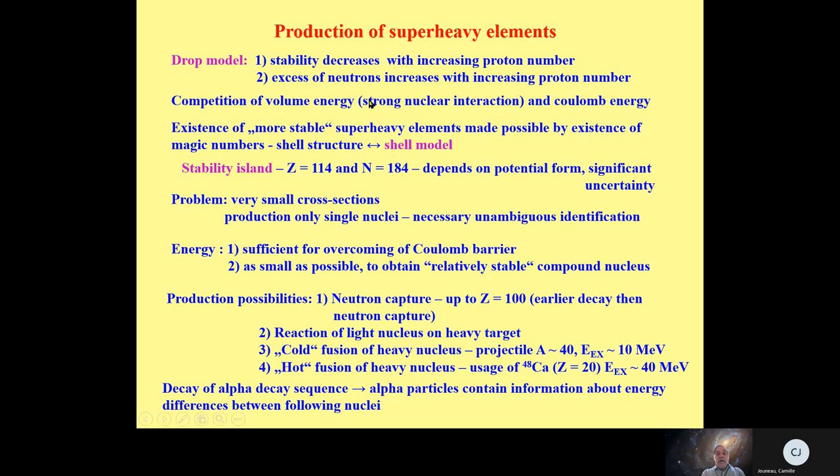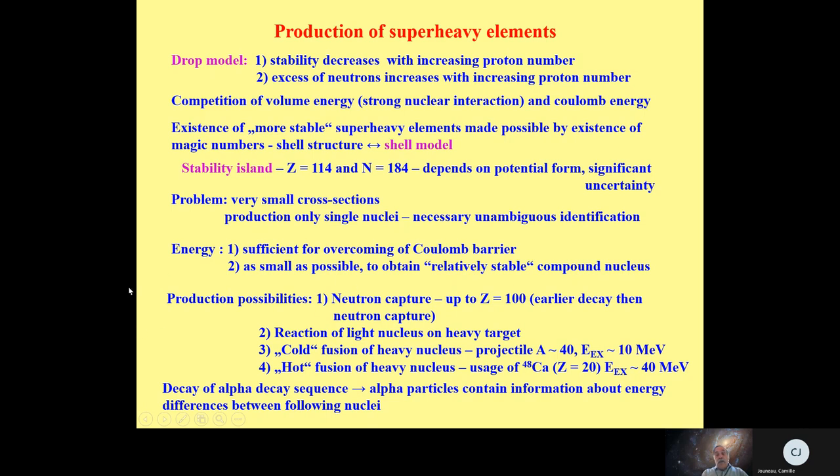And for heavy elements, this repulsion force is very, very high. Okay, and the energy needs to be as small as possible, because you need to produce a relatively stable compound nucleus. This nucleus will be in some excited state, a very excited nucleus. This excitation should not be so high, because if it is so high, it will be possible for some fission or evaporation of neutrons, or some other nucleons will go out from this nucleus, and you will not obtain the heavy nuclei and heavy atom which you need.